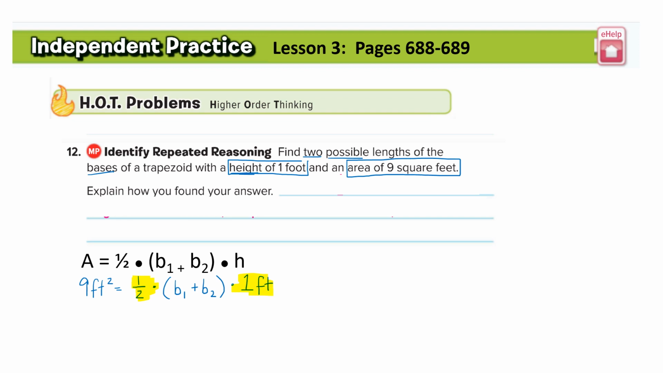So I have 9 feet squared equals, what's 1/2 times 1? It's 1/2 times base 1 plus base 2.